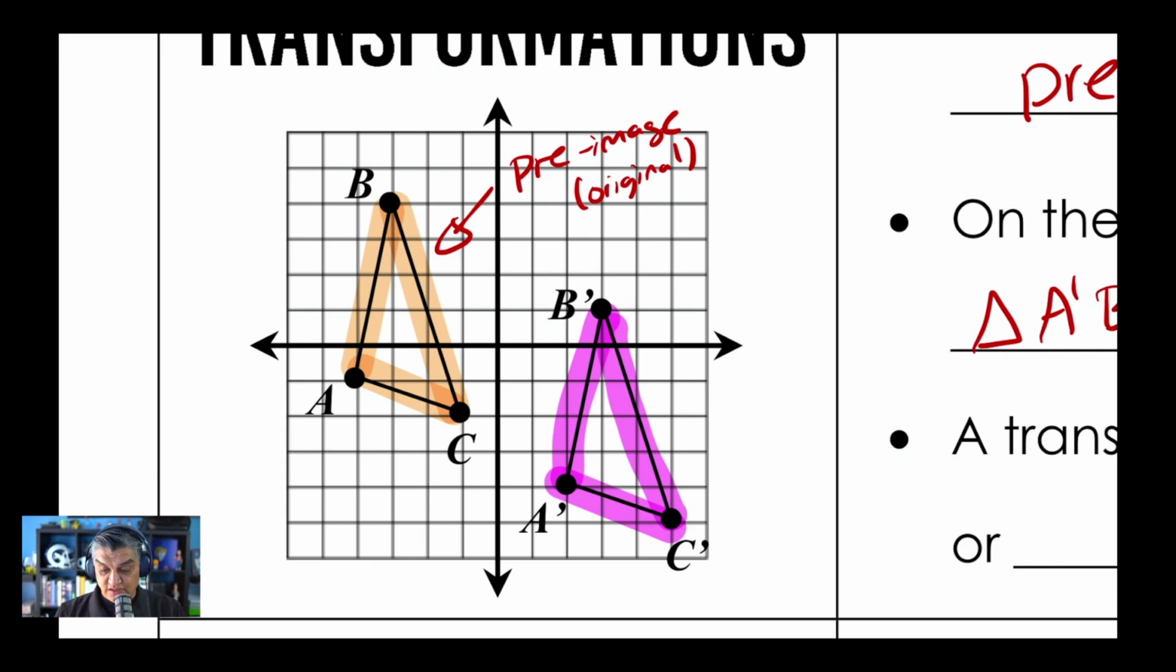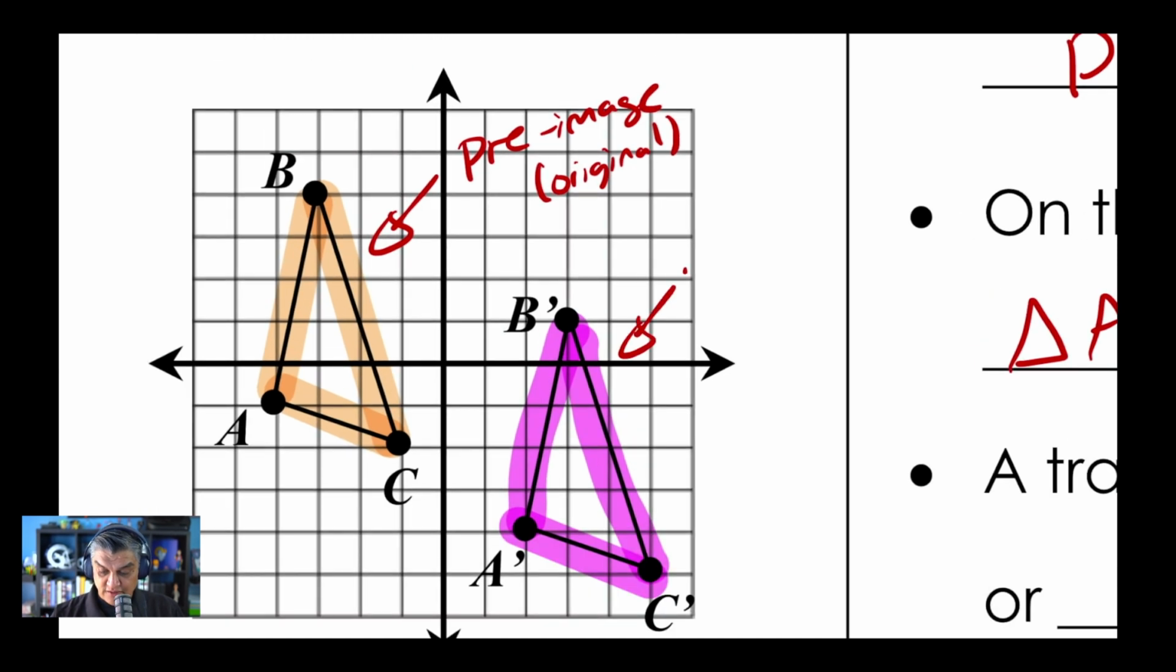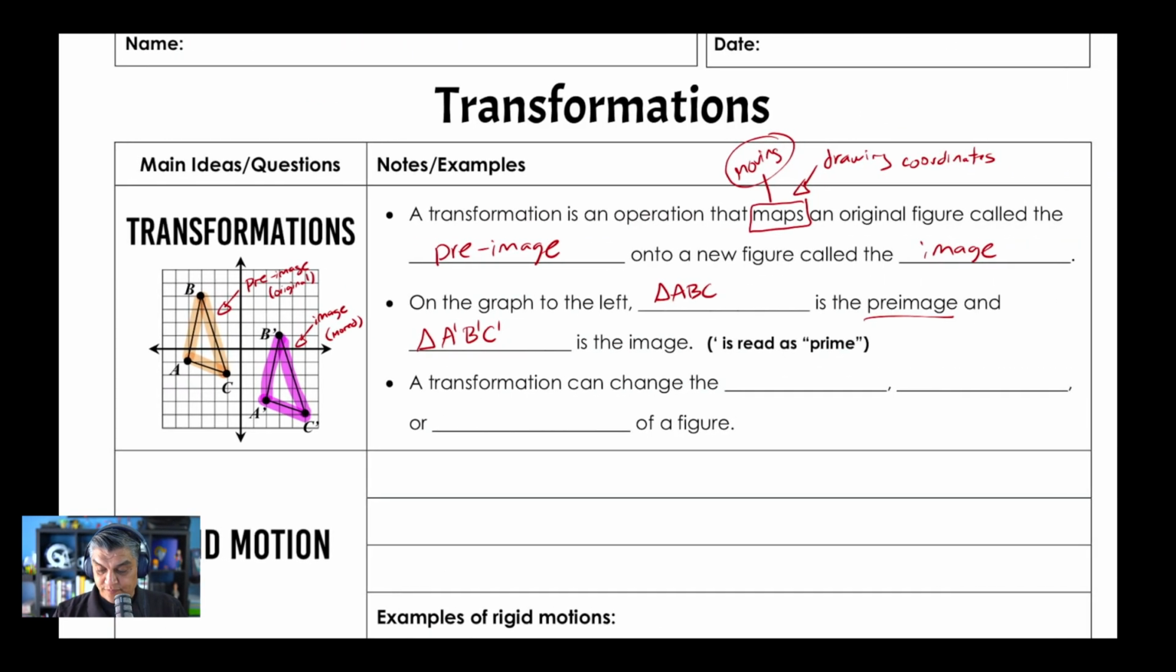Okay, so the pre-image is the original image. And then the image, what we call the image, is after it is moved. And then we put that little apostrophe after the letter. That little apostrophe means prime. We just say prime. A prime, B prime, C prime. So we know the one that says prime is the image that was moved. It's after it was moved. Any questions? Because this is brand new to some of you. And that's okay. If you're confused, let me know.